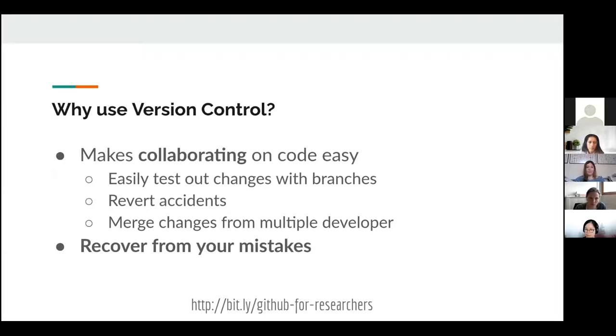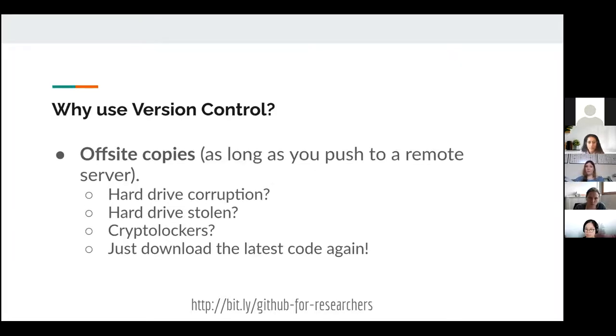It makes it easy to integrate the changes from multiple developers. Like with Galaxy, there are some 200 contributors to the code base or the training materials as well. And all of us can work together collaboratively because we use version control. Also, offsite copies of your software. Everyone has computer issues. Everyone loses a hard drive at some point or gets their hard drive encrypted by some hackers, things like this. If you have all of your work in the open and public, then you can just download a new copy again and start working again.